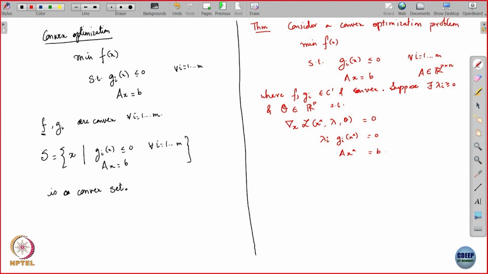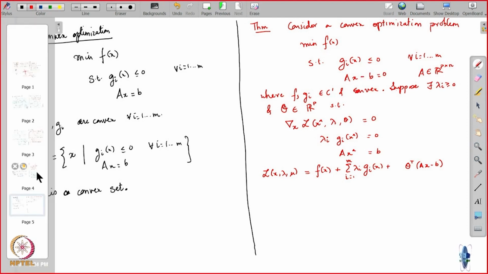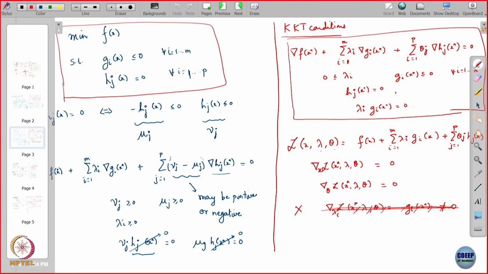Now, the Lagrangian here will be, just for clarity, let me write the Lagrangian also. So, you have f plus summation lambda i g i of x plus, now the way we wrote it earlier is we took every constraint and multiplied it with its corresponding Lagrange multiplier. The simple thing to do in this case would be to simply do theta transpose (Ax minus b). That effectively does the same thing. So, this constraint Ax equal to b can be equivalently written as Ax minus b equal to 0, and once it is written in this form, it comes in the form of h j of x equal to 0, and then we just have to multiply h j by theta j.